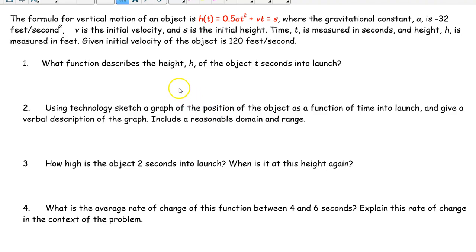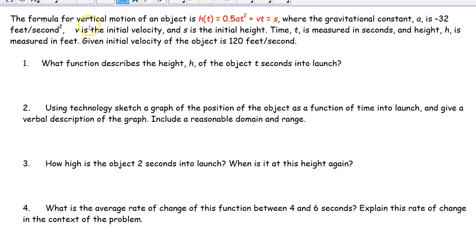Okay, we are going to learn about the vertical motion of an object, the locations of the object at different points and different time intervals, and all that we are going to see in this problem.